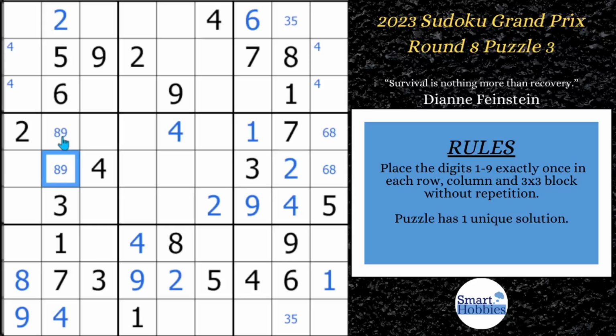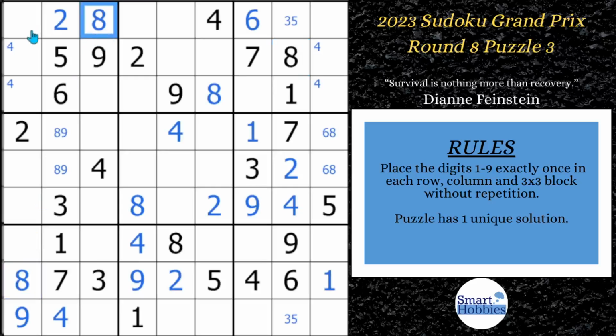This is called a mini X-wing, but what it means is the 8s are now limited to row 6 here in block 5. And since a 2 is there, and the 8 is already looking at that spot, you can solve for an 8 right here. And then with these two 8s and this 8, we can solve for an 8 here. And with these two 8s and this 8, we can solve for an 8 up there in block 1.